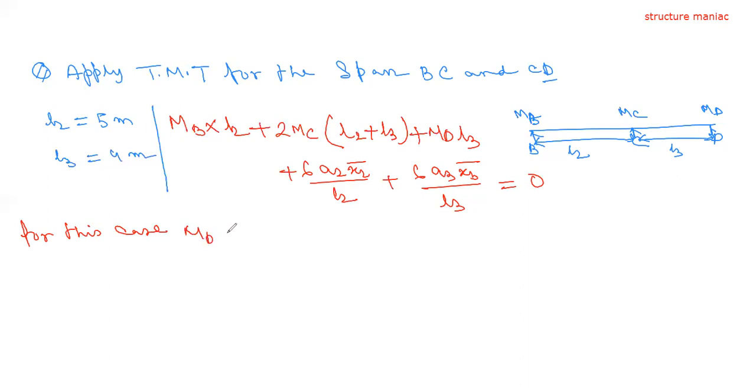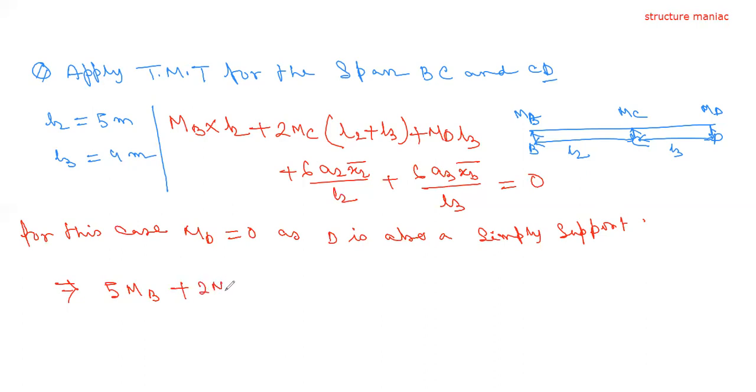And for this case, the moment at D is equal to 0, because D is also a simple support. Now put the values here. So MB into L2, the value of L2 is here 5. So 5 MB plus twice MC into L2 plus L3, so 5 plus 4, plus MD which is 0, is equal to minus 6 into A2.